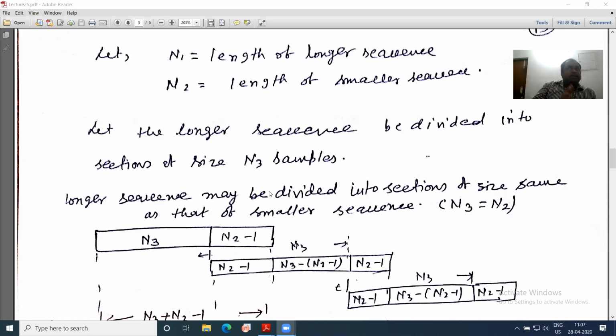And N2 is the length of the other sequence with which we will do the convolution. So what will be the total length of the output? N3 plus N2 minus 1. Is everybody following this? Right? Now, if you look at this example, what is the value of N3?